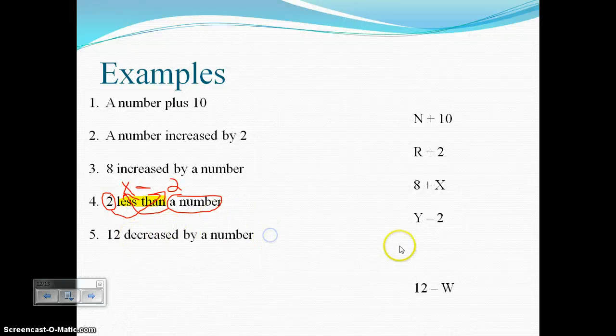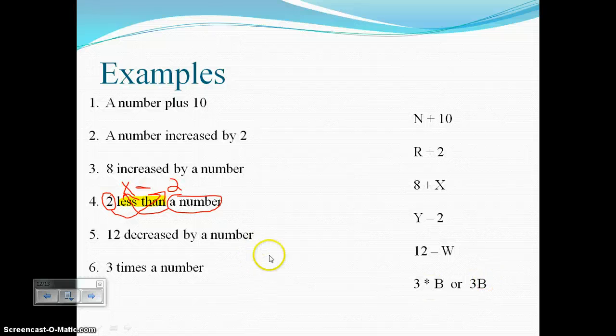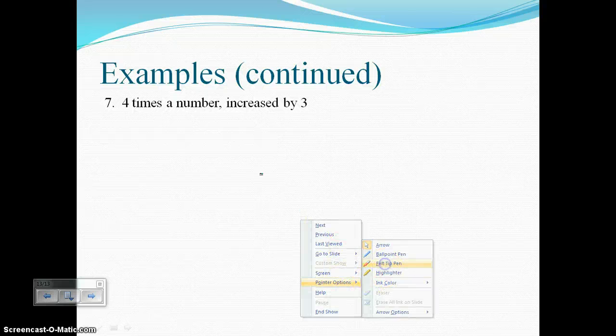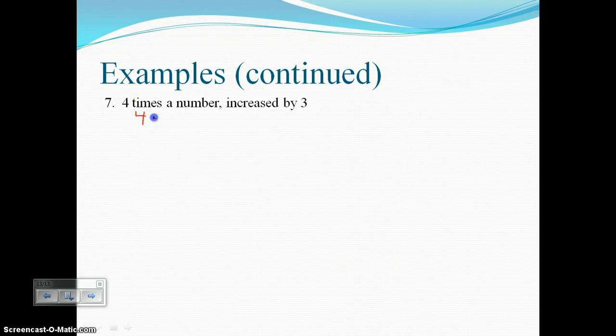12 decreased by a number. That would be 12 minus w. 3 times a number, so that's just going to be 3x, 3b. 4 times a number increased by 3. So we know we're going to do 4 times a number, so that's 4x, increased by means to add 3. So I'm going to have 4n plus 3.